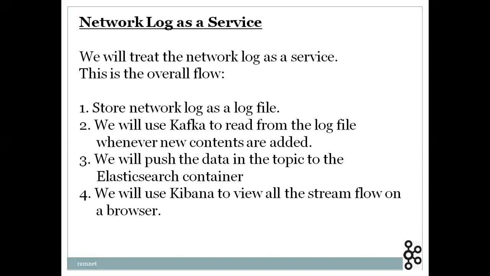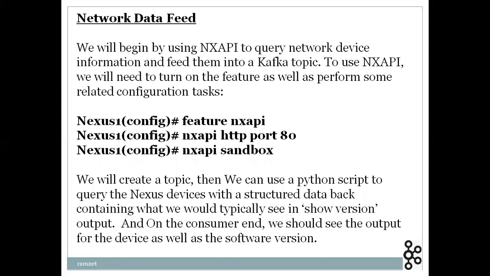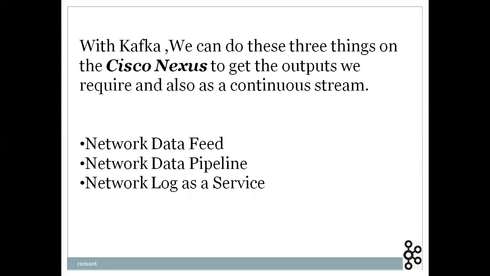When it is coming from the 5,000 devices, it is a huge volume of data. How are you going to handle it? With that, we will require Elasticsearch, Kibana, and a complete, proper setup of Kafka, and everything will be doing all this. So these are three things which we can do from the network point of view by using Kafka.